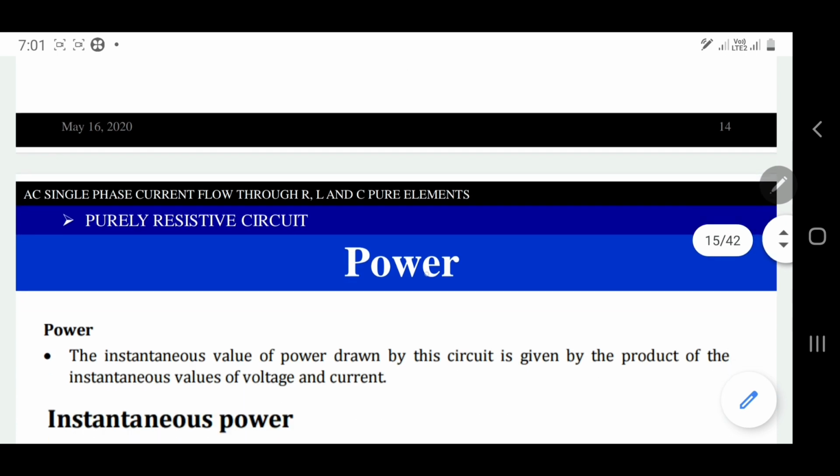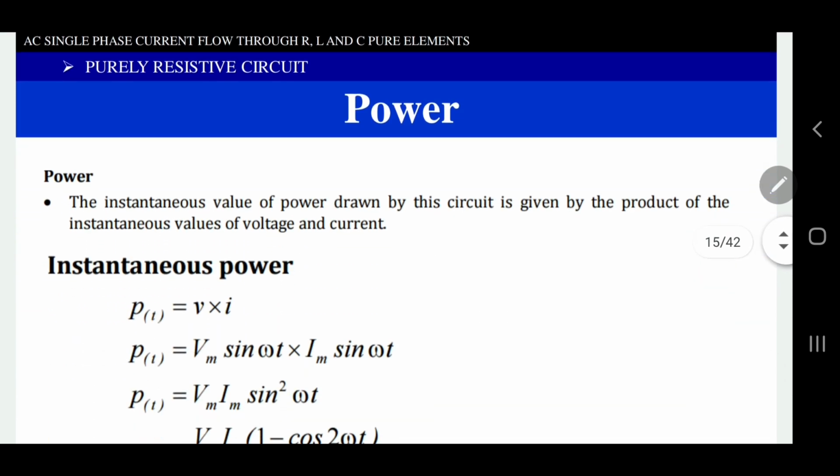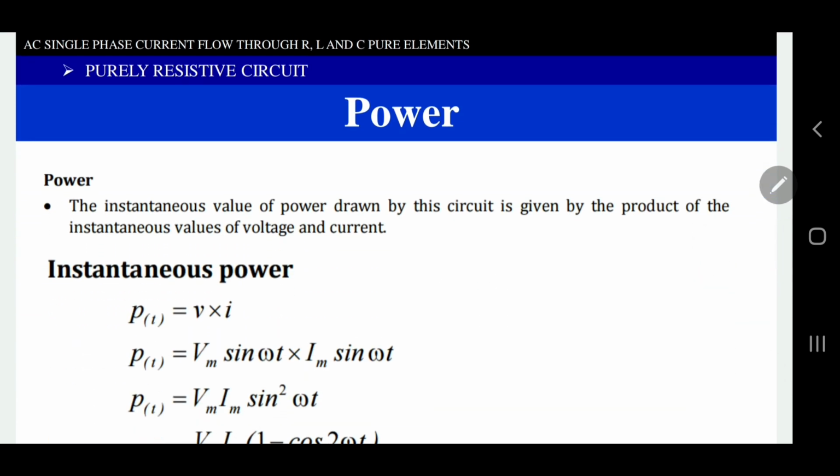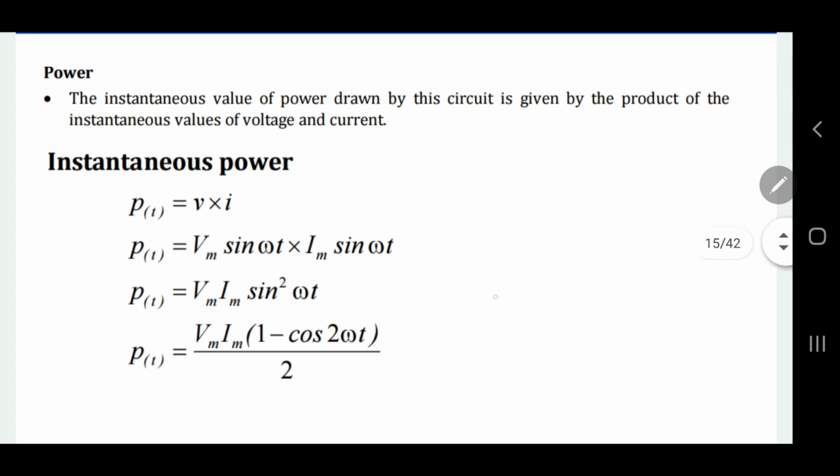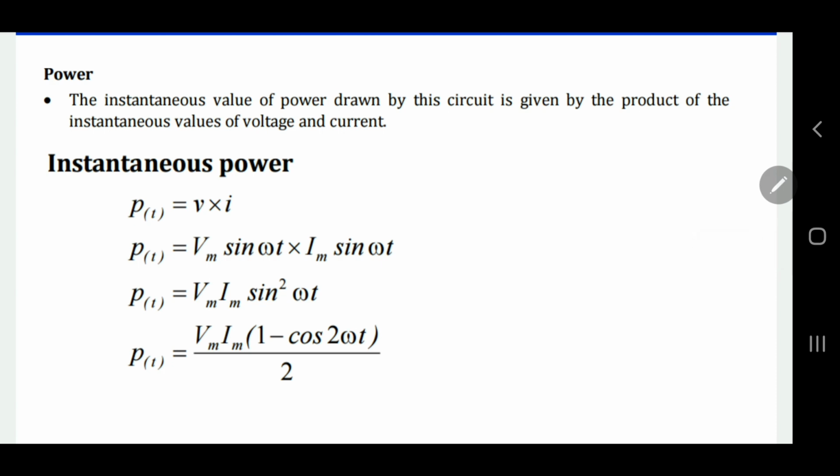Now, next let's go through what about the power in a purely resistive circuit. As the voltage and the current are instantaneously changing, we cannot directly say about the power. So first we are going to study what is instantaneous power. Same as the instantaneous voltage and current, there is an instantaneous power for the circuit.